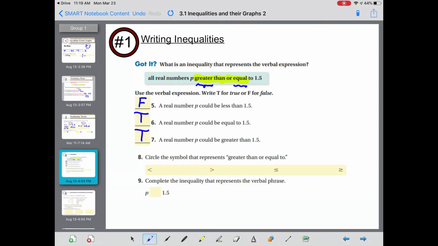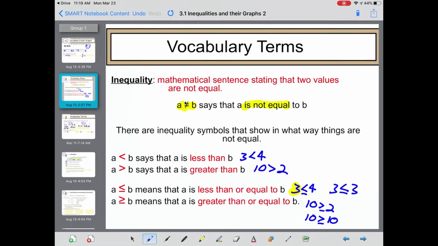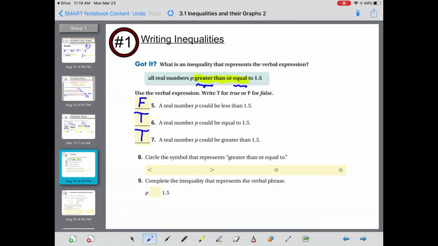The greater than or equal to symbol, you can go back to your definitions if you need, and it's right here on the bottom. So circle the correct symbol, greater than or equal to, choice 4. So complete the inequality that represents the verbal phrase: p must be greater than or equal to 1.5.